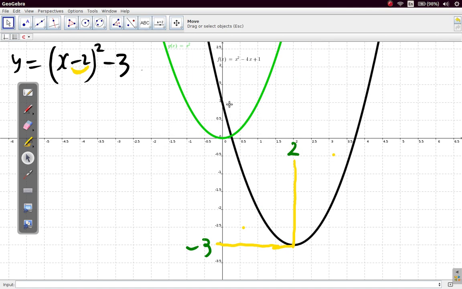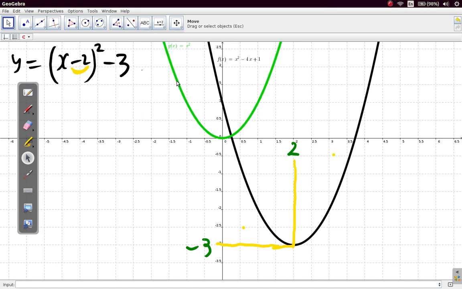So inside the bracket is showing how much you shift the graph. Inside the bracket, x plus or minus a number is showing how much you shift the graph, left or right. Outside the bracket, minus 3 here, could be plus or minus a number, is showing how much you shift the graph up or down. You see that?